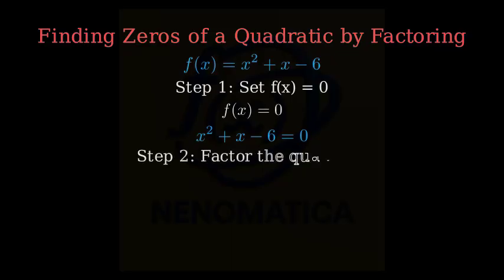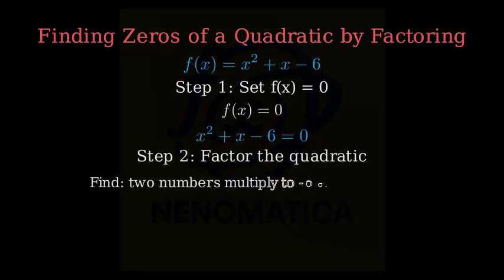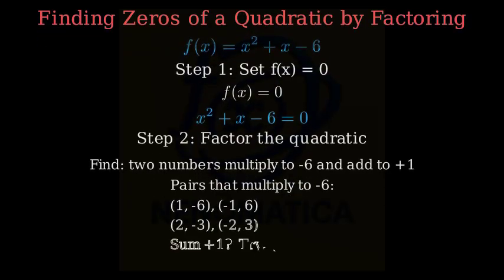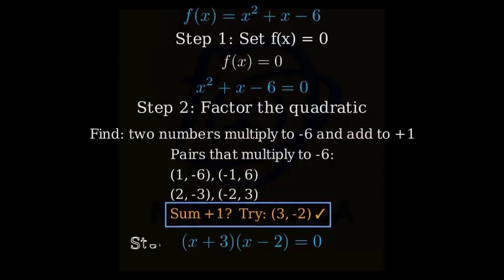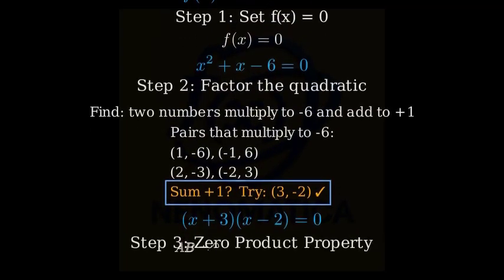Step 2. Factor the quadratic. We need two numbers that multiply to negative 6 and add to positive 1. The pair plus 3 and minus 2 works. So we factor as (x plus 3) times (x minus 2) equals 0.